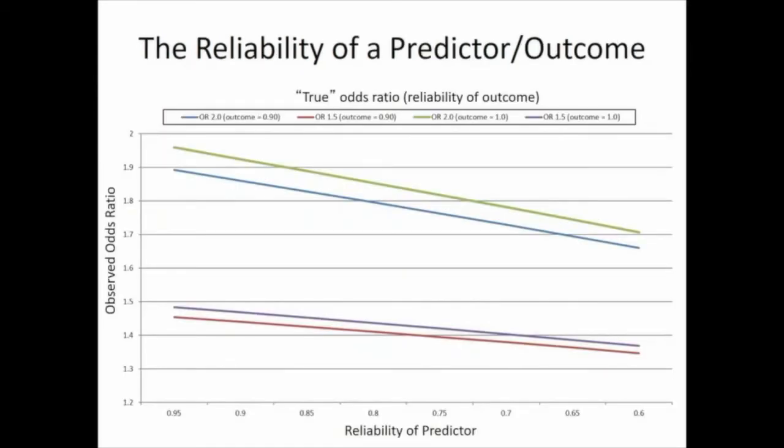Here's an example of that. It's a complicated slide, but on the x-axis is the reliability of the predictor. A 0.8 reliability is generally considered pretty good. But you can see here that if the true association on that blue line was a 2.0, and the outcome was measured perfectly, it was perfectly reliable, we would still only see about a 1.85 odds ratio if the reliability of the predictor was 0.8. So we lose 0.15 odds ratio points because of unreliability.